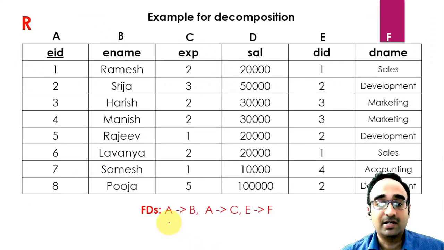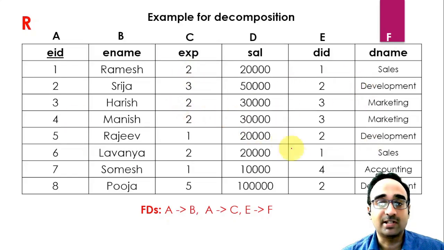By looking at these FDs and this table, can you tell me in which normal form this table is? Let me explain. It is already in first normal form. No column is having multiple values. Each column is having only one value. For example, ename in the first row has Ramesh. In the experience column, there is only one value, 2. There are no multiple values. So this table is in first normal form.